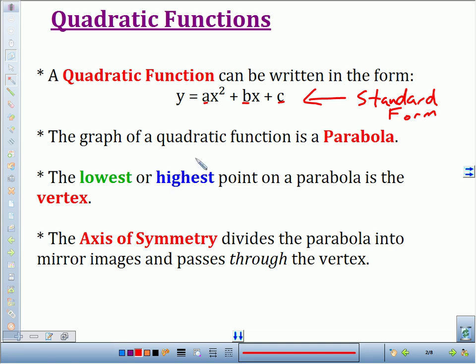Now, the graph of a quadratic function, as we know, is a parabola. We also know that the lowest or highest point on a parabola is the vertex. Now, the axis of symmetry divides the parabola into mirror images and passes through the vertex. This is useful information because we're going to use the axis of symmetry and its mirror imaging to make graphing these functions a little bit easier.